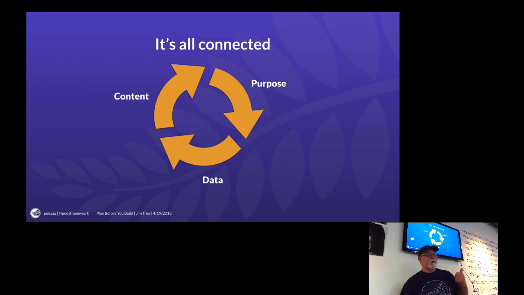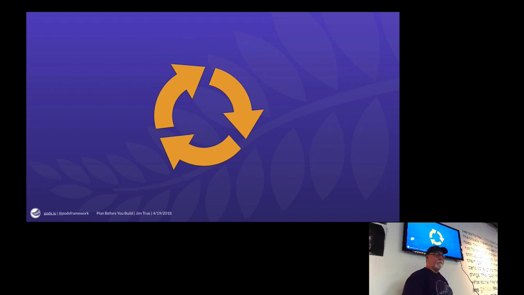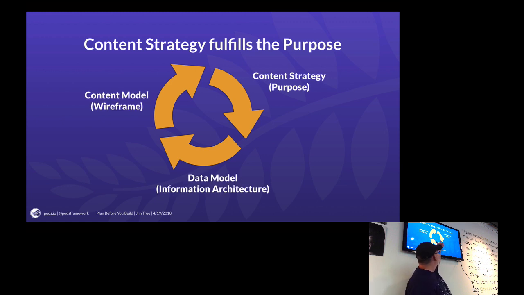So here we have, again, your purpose informs your data, and your data informs your content. All of these work together. Your content strategy is driven by your purpose. If the purpose of your website is to sell products, then your content strategy should be that everything I'm doing, everything I'm promoting, everything I'm cross-selling and upselling is going to push that particular purpose: selling products. Your data model is based on that content strategy because that's the information you're going to have to collect in order to make that content strategy work.